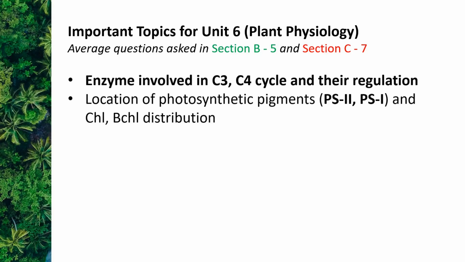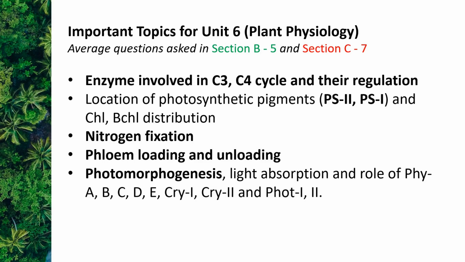This unit covers several important topics related to plant biology. Firstly, enzymes involved in the C3 and C4 cycles, as well as their regulation. Next, the location of photosynthetic pigments such as photosystem II, photosystem I, chlorophyll, and bacteriochlorophyll, as well as their distribution within plants. Moving on, nitrogen fixation, the mechanisms of phloem loading and unloading, photomorphogenesis, and the absorption of light by various photoreceptors such as phytochrome A, B, C, D, E, cryptochrome 1 and 2, and phototropin 1 and 2 are among the important topics.